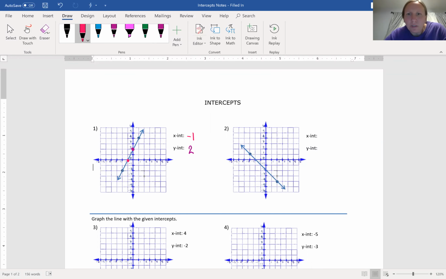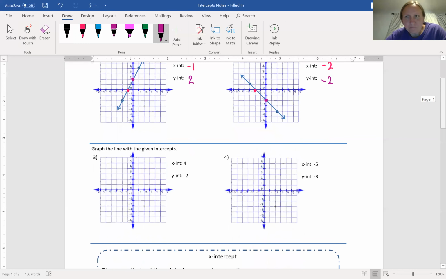For number 2, it hits the x-axis right here. So our x-intercept is -2. And our y-intercept hits the y-axis right there. So our y-intercept also happens to be -2. Okay, that's a little bit too easy, so let's step it up a little bit.